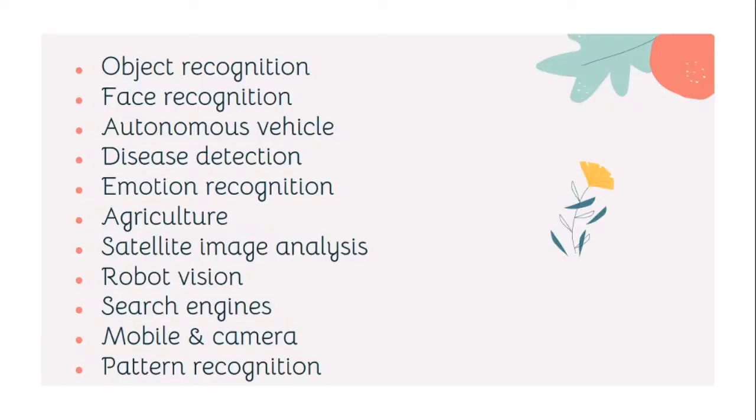And then if you take autonomous vehicles, we have already discussed lane detection, traffic sign detection, road sign detection, or pedestrian detection. Those kinds of operations can be done in autonomous vehicles. And if you take disease detection, we have also seen brain tumor detection, lung cancer detection, or diabetic retinopathy.